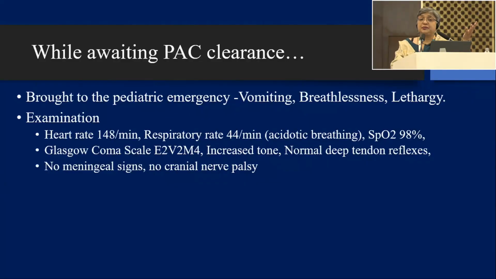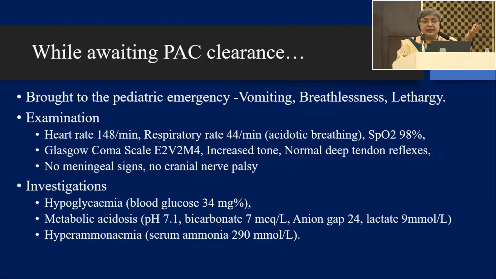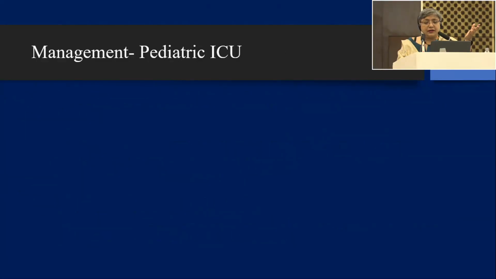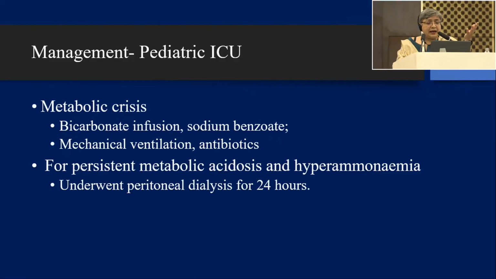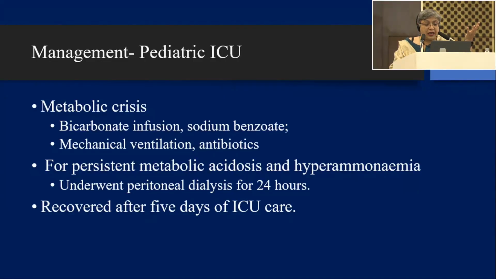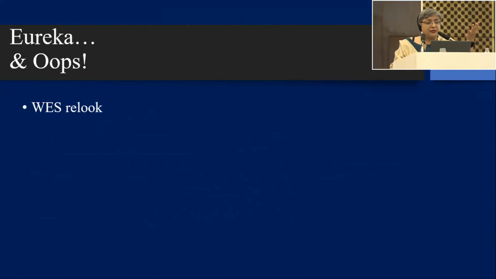So while awaiting, because the pressures were so high, we actually gave him oral Diamox, which we do as an interim measure. And he was detected to have hyperacidemia and hyperammonemia. He was given bicarbonate infusion. He required mechanical ventilation, antibiotics, but the pediatric ICU had no idea what was happening to him. And then for persistent metabolic acidosis and hyperammonemia, he actually underwent a peritoneal dialysis because he just wasn't getting control. And he recovered after 5 days of ICU care. So we were still in conversation with each other.